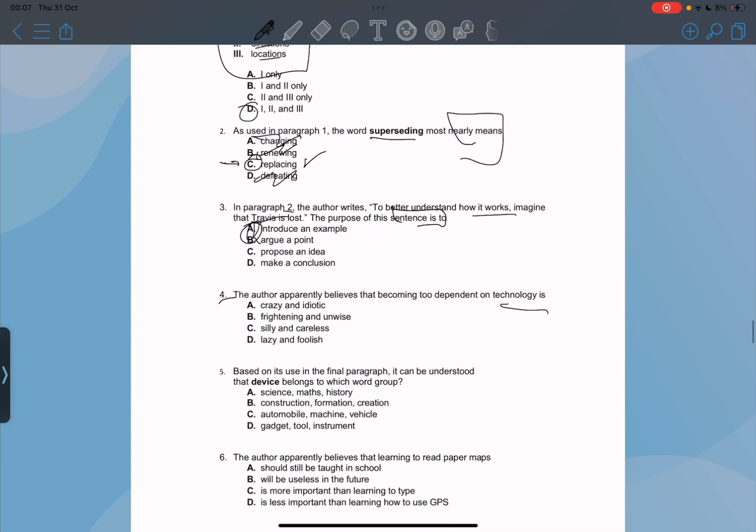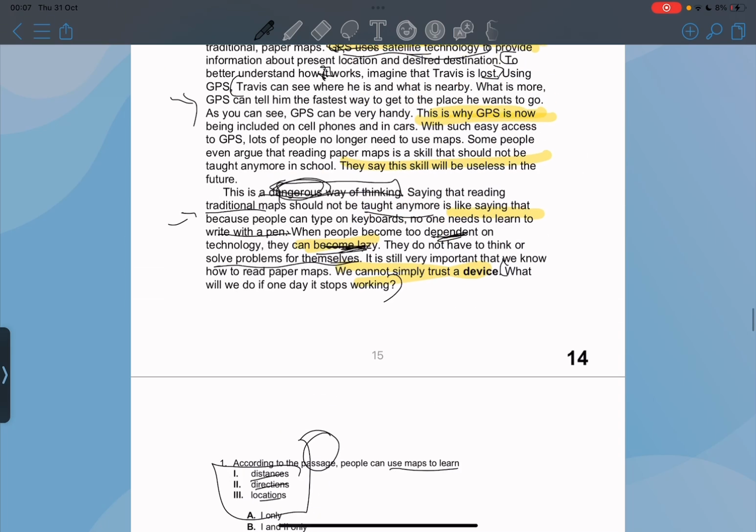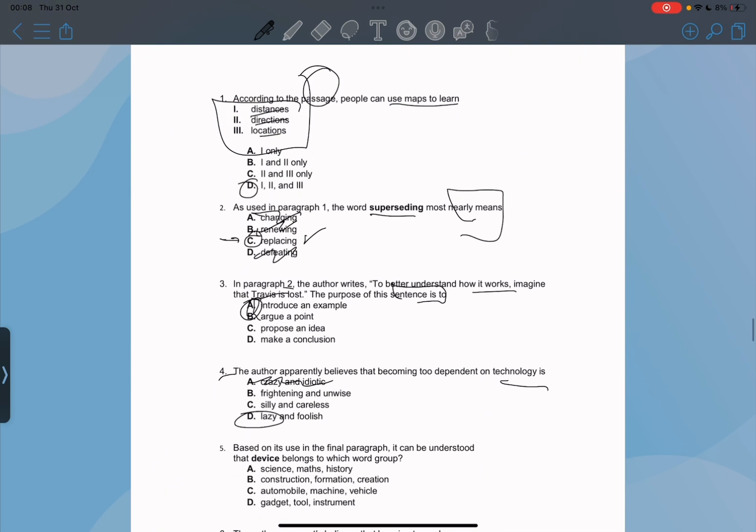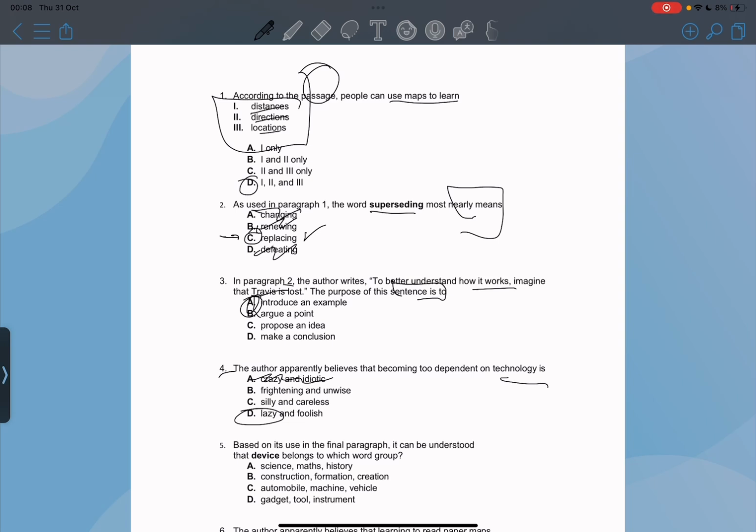So crazy and idiotic, I'm not sure about that. He doesn't mention anything directly about that. If we look at frightening and unwise, I think that's a bit closer. You've got the option of silly and careless, and you've also got the option of lazy and foolish. Now, lazy is directly mentioned in the passage, so if you look at, again, back up there, it says people become lazy if you do that. So I think option D is going to be the best option here.